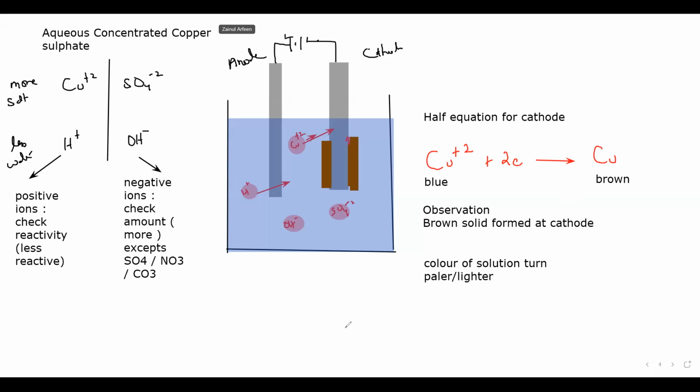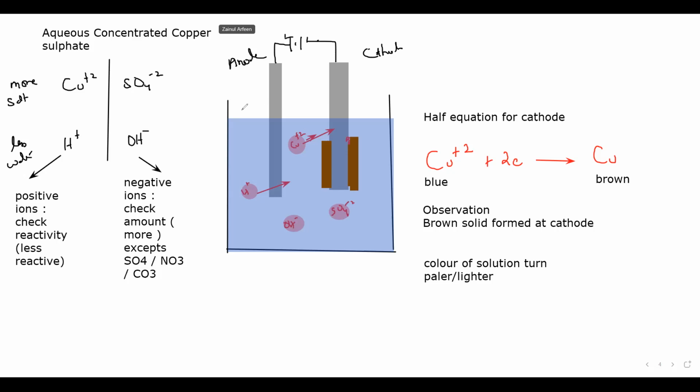Then the second part, what happened? For negative ion, we check the amount. The ion which is more in the solution will move. So which ion is more in the solution, sulfate or hydroxide? Yeah, the copper ion changed to copper solid. So copper ion is blue in color, whereas copper solid is brown in color. So the solution changes from blue, as the amount of copper ion is decreasing, it will become lighter, and a brown solid is formed at cathode.